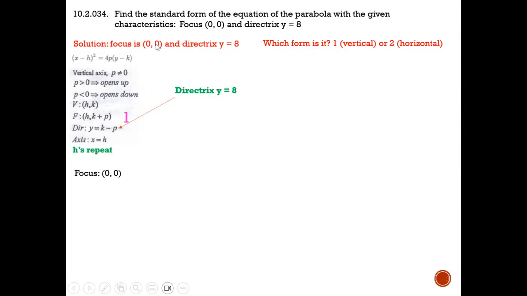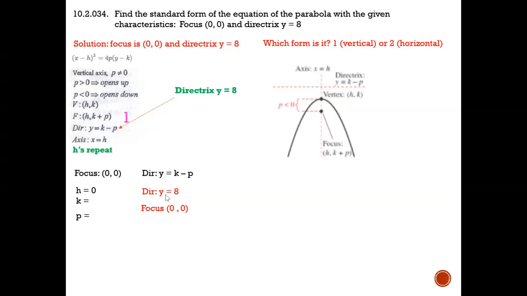Okay, therefore, we got the focus is (0, 0). So we know that the h is going to be 0, right? Because here, guys, the h is repeated, so we know the h is 0. Okay, now we have to find k and we have to find p. Now if you notice, the directrix is y equals 8, and the focus is (0, 0).